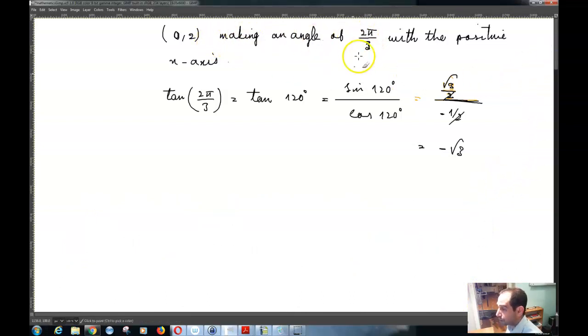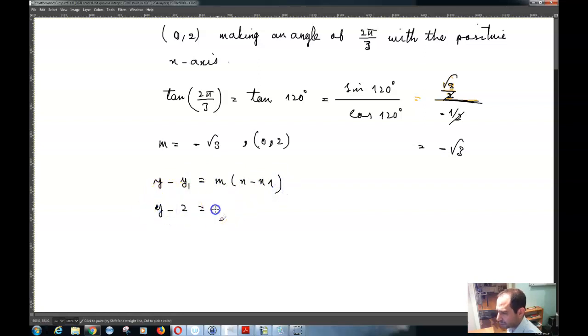And what that means is that now you know your slope m is negative square root of 3, and the line goes through this point over here, (0, 2). So if the line goes through this point, I can say y minus y1 is equal to m times x minus x1. So y minus 2 is equal to negative square root of 3 times x minus 0.